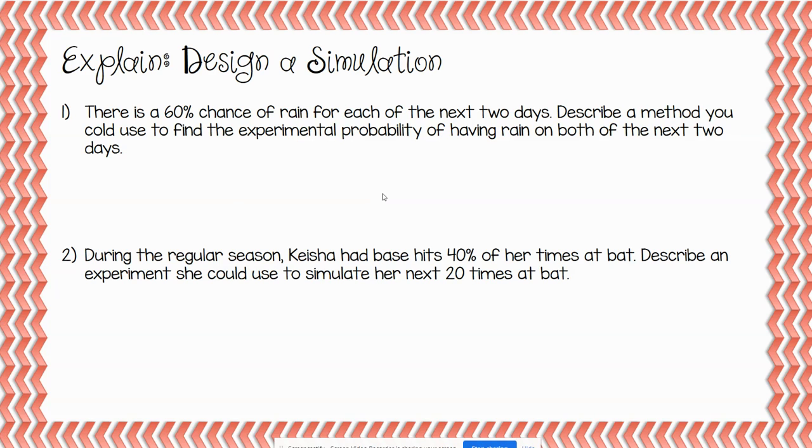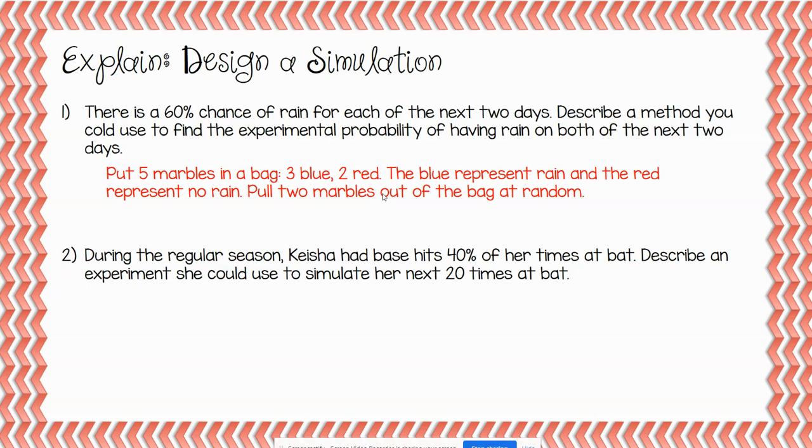Number 1 says there is a 60% chance of rain for each of the next 2 days. We want to describe a method that we could use to find the experimental probability of having rain on both of the next 2 days. Well, since it's 60%, I could put marbles in a bag where 60% of the marbles represented rain.